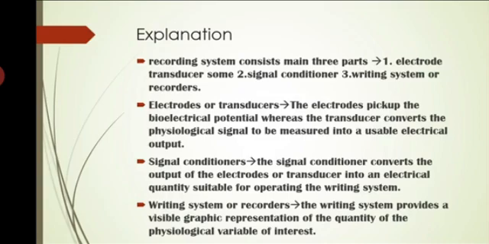In the output units or writing systems, they may use a chart recorder, or paper recorder, or hard copy. Otherwise, a direct display on the oscilloscope. Otherwise, we can give the output to an audio amplifier also. So a number of output units are used at the output side.